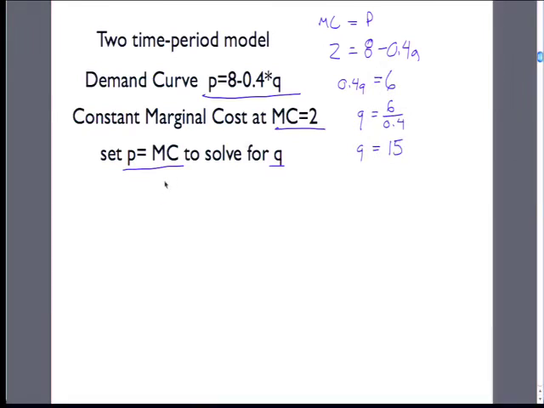And then in these simple cases, we can certainly graph them. Here's our price, here's our quantity. A demand curve, first day of class. So this intercept is 8, right? That's where we're starting, 8. And then the slope is minus 0.4.